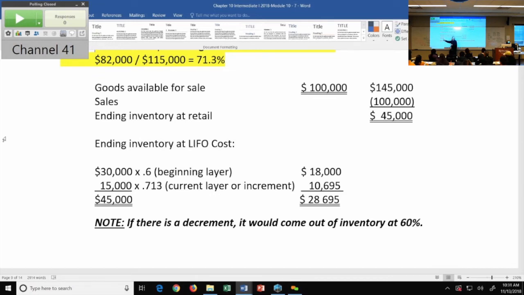So if this was 40, the new one next year drops by 5, 5 comes out of here at 0.713. If next year was like 2,000 or something, you'd have to liquidate 15 and then 28,000 at 0.6. So it's got to be in LIFO order when they come out. So I'll only report the leftover. Yeah, and it's got to be last in, first out.